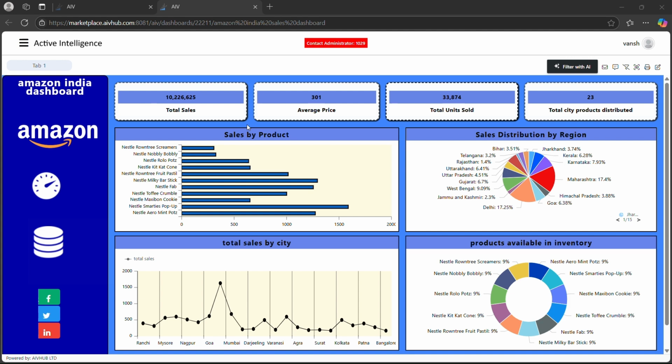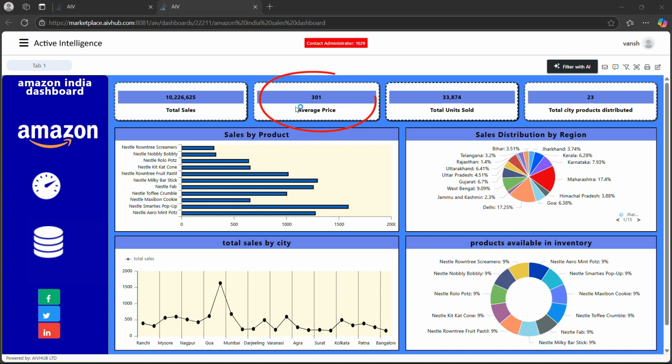Let's start with the key metrics. At the top, we have total sales. This KPI represents the total revenue generated from all sales transactions. It is the sum of all the sales amounts, totaling 1 crore 2,25,625 Indian rupees.